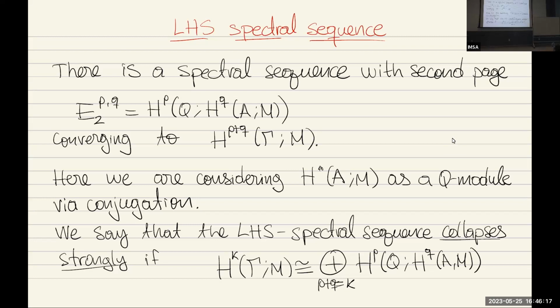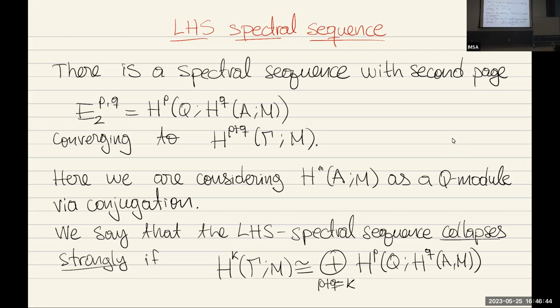We say that the Lyndon-Hochschild-Serre spectral sequence collapses strongly if there are no more differentials in the second and in the other pages, and there are no extension problems. It implies that the group cohomology is just this direct sum, the direct sum of cohomology of Q with coefficients in the cohomology of A with coefficients in M.